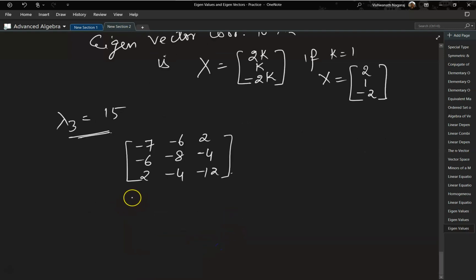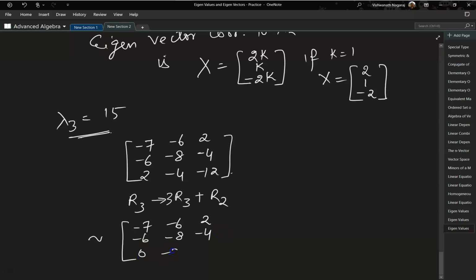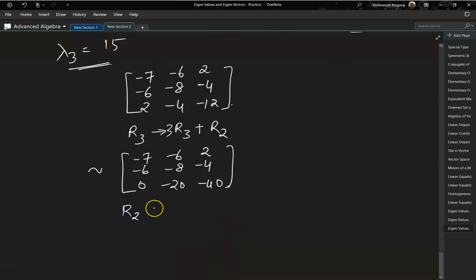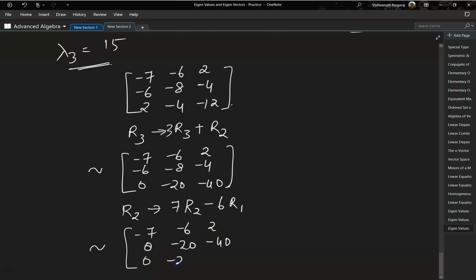Let's reduce it. So let's take R3, 3 R3 plus R2. So this becomes minus 7, minus 6, 2, minus 6, minus 8, minus 4, 0, minus 20, minus 40. Now let's take care of R2. 7 R2 minus 6 R1. The matrix becomes minus 7, minus 6, 2, minus 6, minus 8. Then we have to apply that rule. This becomes 0, minus 20, minus 40. 0, minus 20, minus 40.